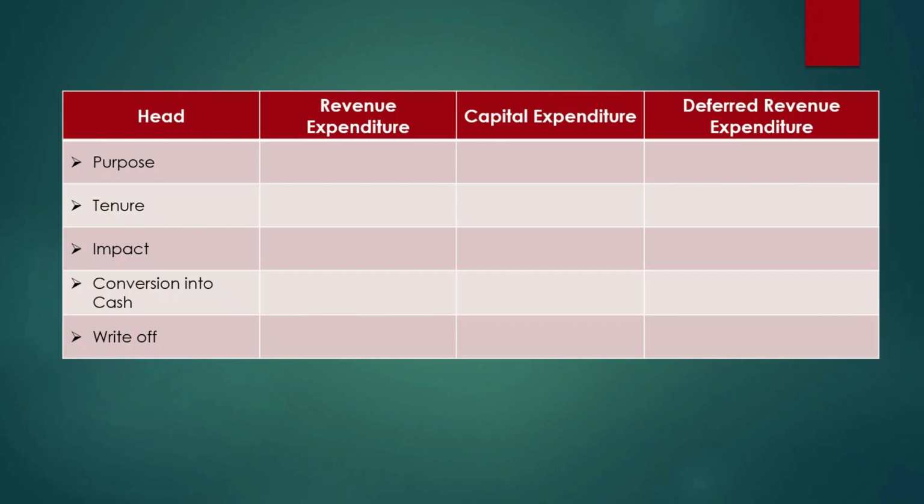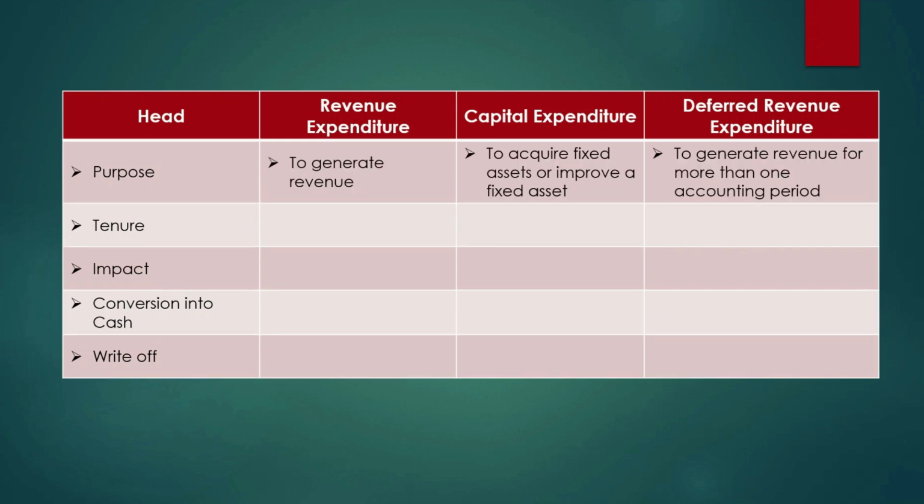So I have this table here where I will try to explain you the entire concept based on these 5 points. The first point, purpose. Revenue expenditure. This is done with the primary objective of generating revenue as the name suggests. The second one, capital expenditure. This is done to acquire fixed assets, and the sole purpose will be to increase the earning capacity of the business based on that fixed asset.